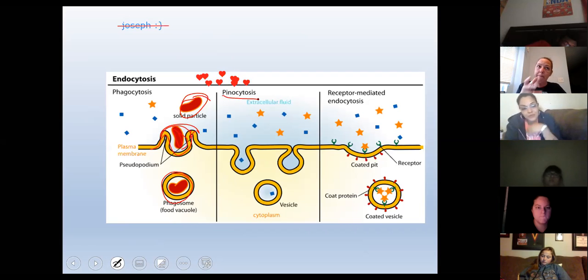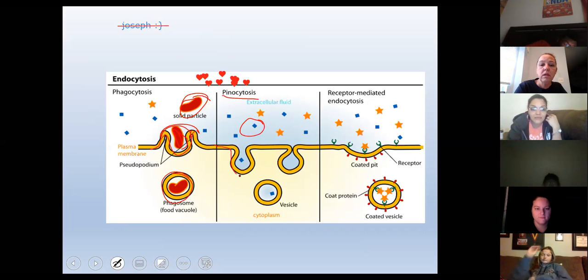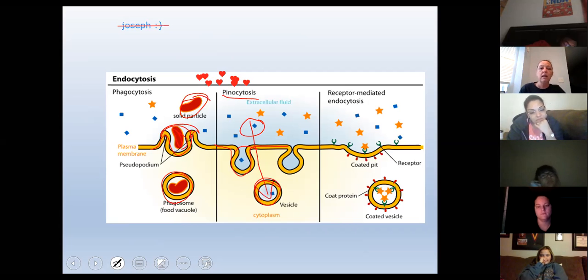Pinot Grigio, Pinot Noir. Here I have my liquid, exact same premise. It comes down, it joins up with my cell membrane, pinches off, creates this little vesicle, and has now moved the liquid into the cell. And I know it's liquid because of pino, and it's moving it into the cell because of endo.